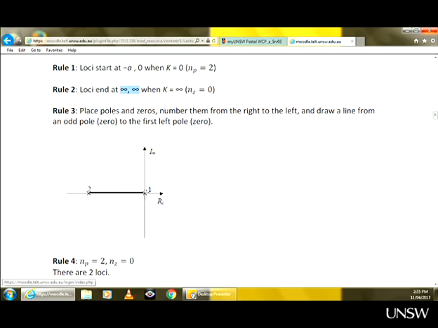No poles, no zeros. There is no root locus here. This segment here has this pole number 1 on its right. So it's only 1. It is an odd number. So there is a root locus here throughout the whole segment. The last segment, from this pole to minus infinity, it has 2 singularities on the right. 1 and 2. 2 is not an odd number, so there is no root locus beyond this point. So the root locus exists only between these 2 points, between these 2 poles.